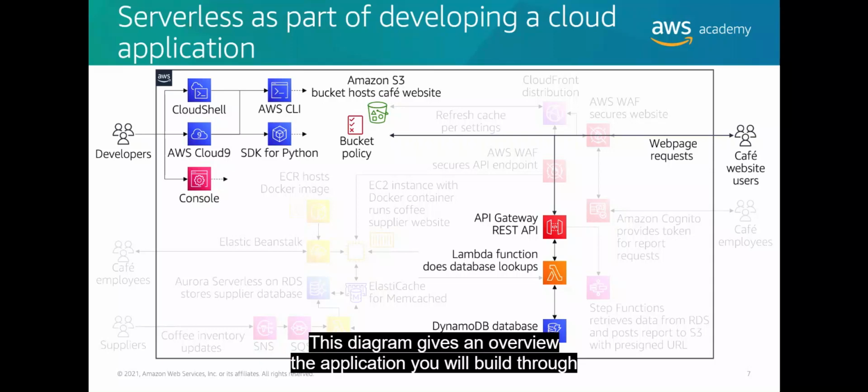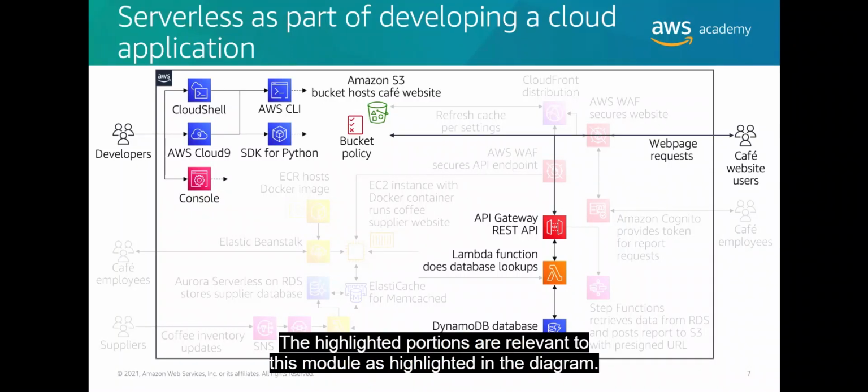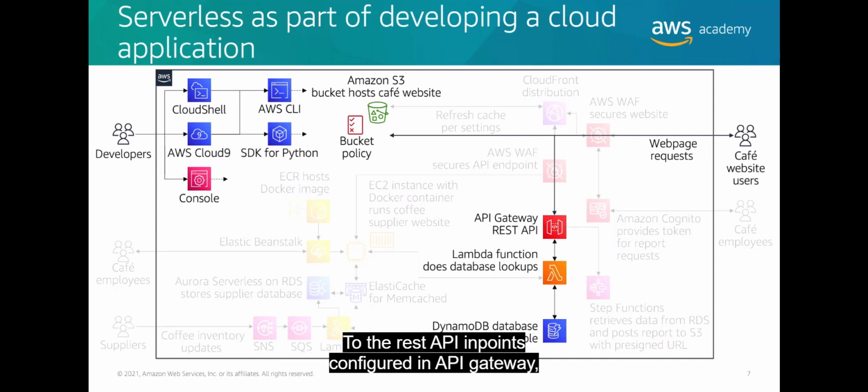This diagram gives an overview of the application you will build through the labs in this course. The highlighted portions are relevant to this module. As highlighted in the diagram, you will configure Lambda functions to be invoked by the Cafe website calls to the REST API endpoints configured in API Gateway. One of the Lambda functions will query and return data from DynamoDB.